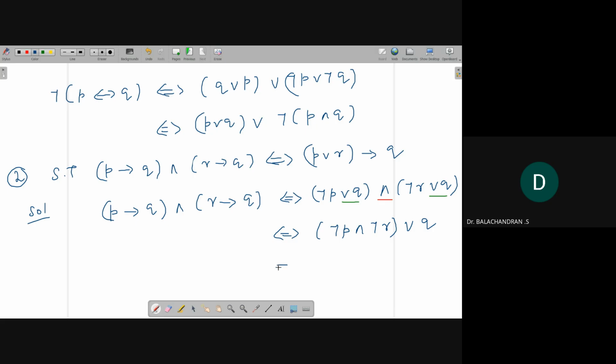So which is equivalent to, applying De Morgan's law, negation of (P or R) or Q. Now again the first law: P implies Q is what? Negation P or Q. So negation of (P or R) or Q is again an implication, so you can write P or R implies Q. So that's all. The solution.